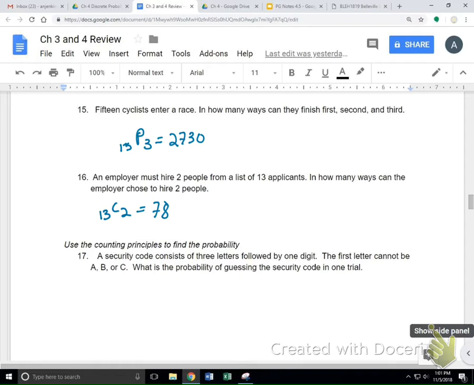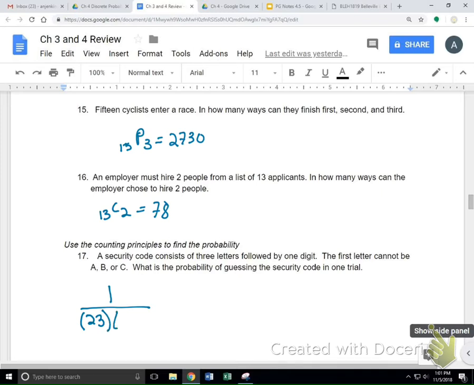And our last one is, a security code consists of 3 letters followed by 1 digit. The first letter cannot be A, B, or C. Find the probability of guessing the security code on the first trial. So you're guessing, you have 1, correct? And then it can't be A, B, or C, so that's 26 minus 3. So that's going to give you 23.